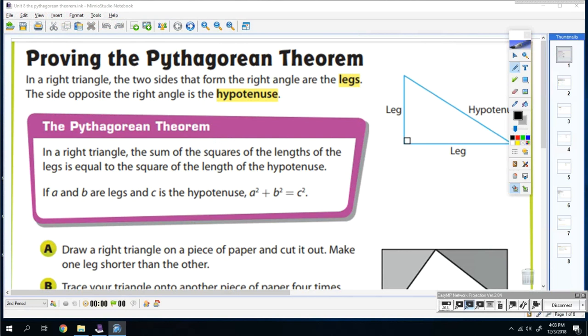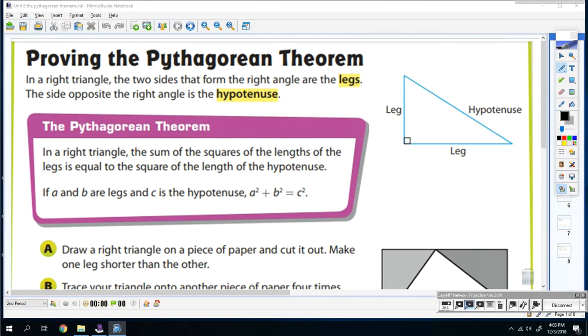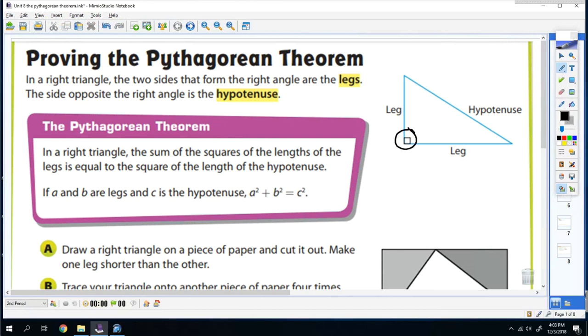Okay, so today we're going to be doing the Pythagorean theorem, and we're going to talk about how it came to be. So in a right triangle, the two sides that form a right angle are the legs, and the side opposite the right angle is the hypotenuse. So this is your right angle. That's your 90 degrees.